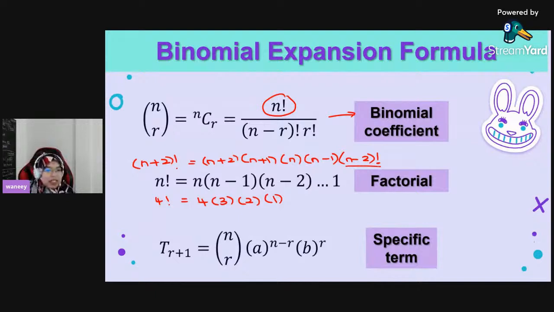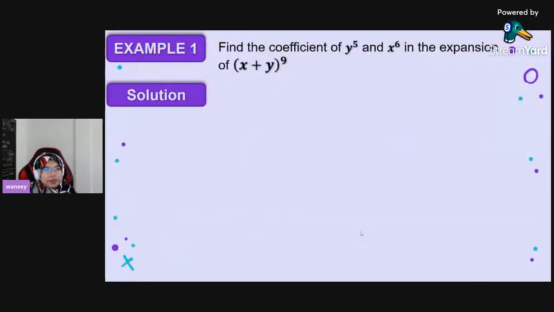Okay, then specific term. So this is the general term where we have T(r+1). The formula is nCr a^(n-r) b^r. Basically this is the formula that we want to focus on today because we want to find some specific term. Okay, next. Find the coefficient of y^5 x^6 in the expansion of (x + y)^9.